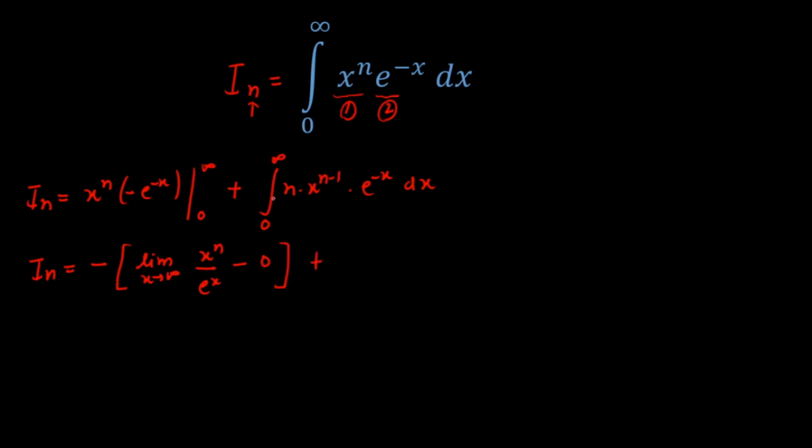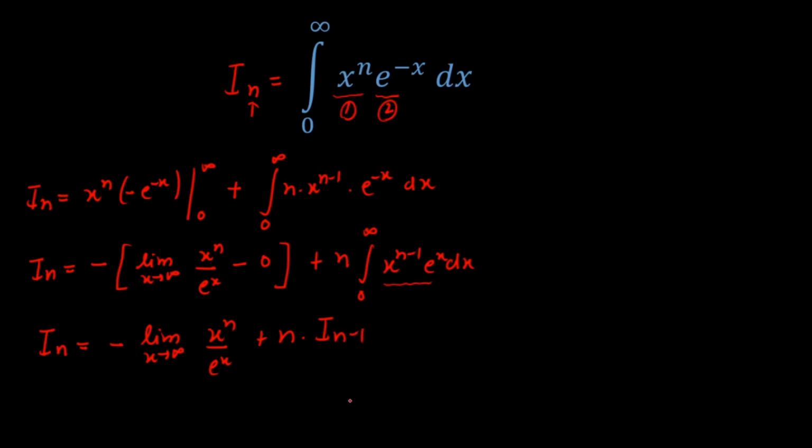Plus, now I have to deal with this integration. I'll take n outside. If I take n outside, I'll have the integration from 0 to infinity of x raised to power n minus 1 multiplied by e raised to power minus x dx. Now I of n will be equal to negative times the limit as x tends towards infinity of x raised to power n divided by e raised to power x, plus n times, now for index n minus 1, this integral is 0 to infinity x raised to power n minus 1 e raised to power minus x. Now if you look here, the power of x is n minus 1. So for this index the integral value will be I of n minus 1.